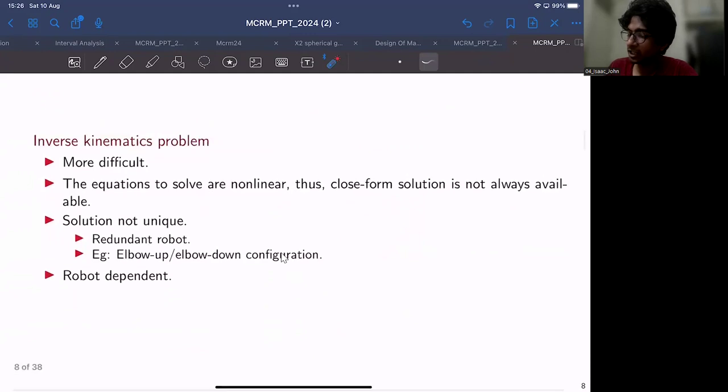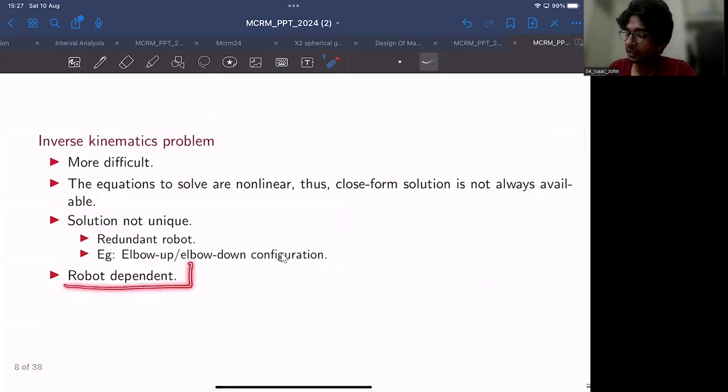Okay, so the typical features of inverse kinematics is that it is more difficult to solve in the case of a serial robot, right? And the equations to solve are non-linear. So the closed form solution is not always available, right? For higher degrees of freedom robots, the closed form solution is not easily derivable. And the solution is also not unique, right? Just like what I have shown you earlier, it can have multiple solutions. There could be robots that have more joints than the degrees of freedom that we would be controlling. So the solution may not be unique. We have to track multiple solutions simultaneously.